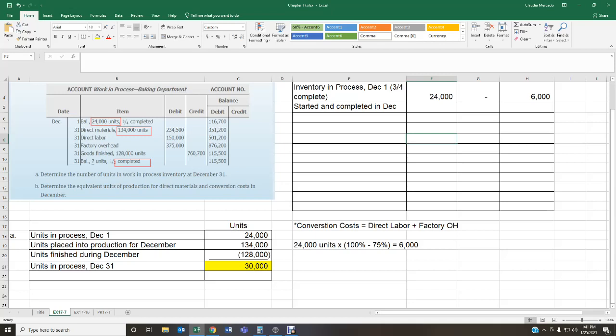Now, those 30,000 units, they're in process, and these are coming from the batch of the 134,000 units that we started in December. So, we're going to get the 134,000, which is your direct materials in units, and I'm going to subtract the 30,000 units that are in process at the end of the period. And then let's see what that gives us.